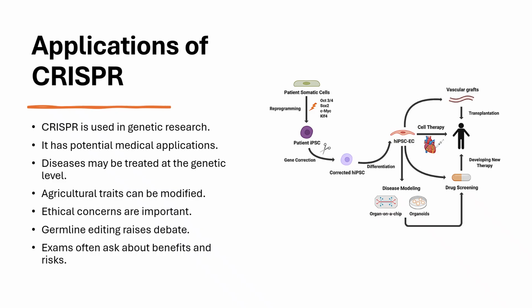CRISPR has powerful applications. It is widely used in research. Medical treatments may target genetic diseases. Agricultural organisms can be modified. Ethical concerns are important. Germline editing is especially controversial. Exams often ask students to evaluate benefits and risks.